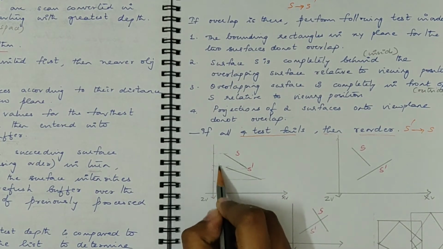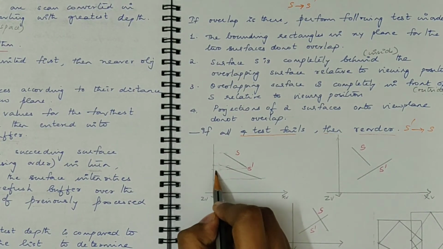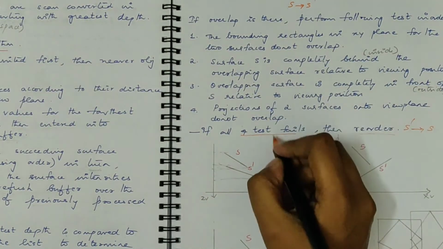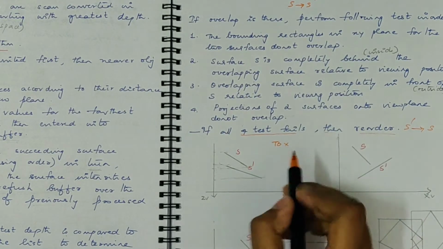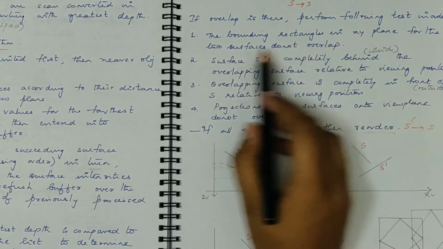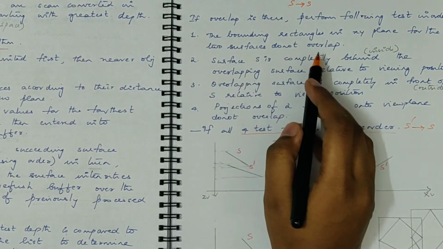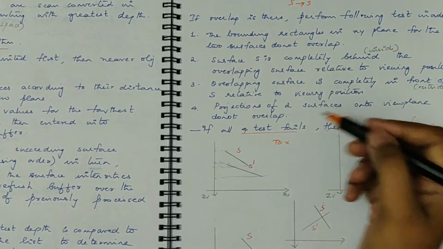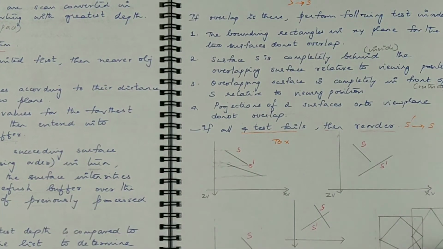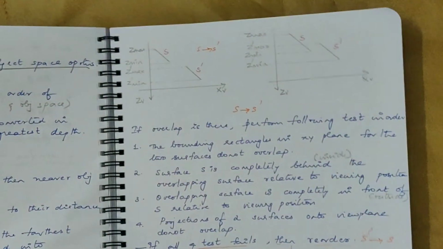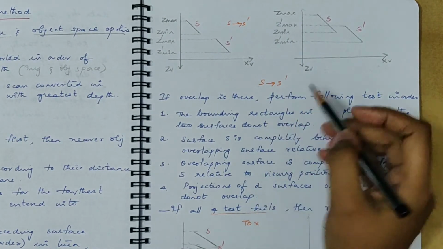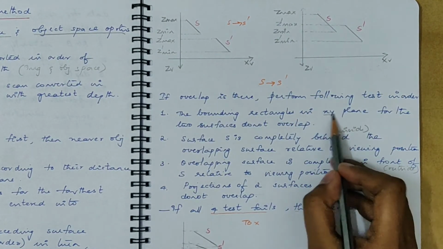There is a depth overlap in the Z-axis. Since there is a depth overlap, this fails test 0. Now test 1: the bounding rectangles in the XY plane for the 2 surfaces do not overlap. To find out, you have to take the values in the XY plane. Let us take this example itself. You have to check either in the X direction or in the Y direction.